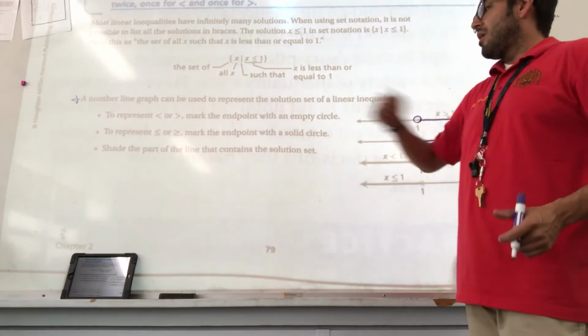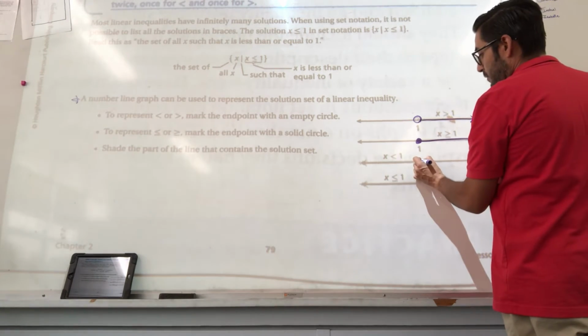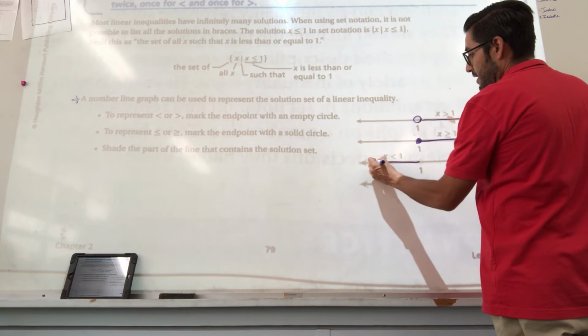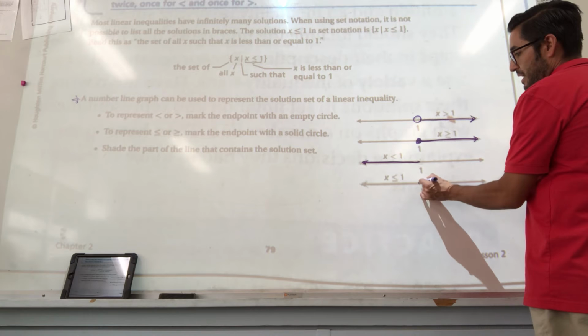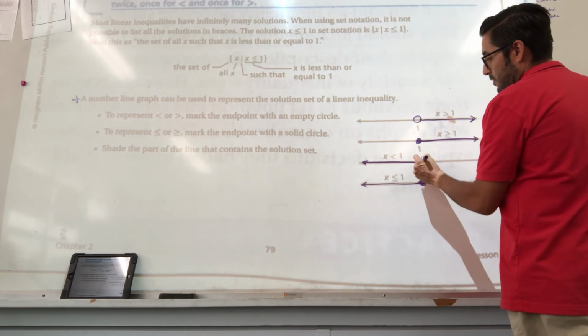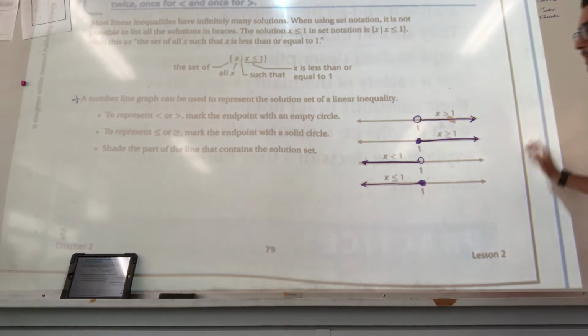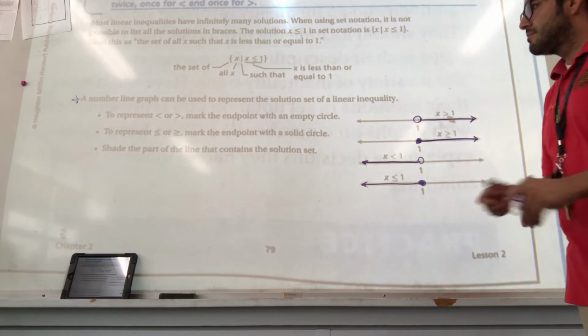All right, shade the part of the line that contains the solution set. So for x is less than 1, it would be everything here. And then for x is less than or equal to 1, it would be everything here. And on this one, don't forget that open circle above the 1. Okay, so this is greater than, this is less than, simple stuff.